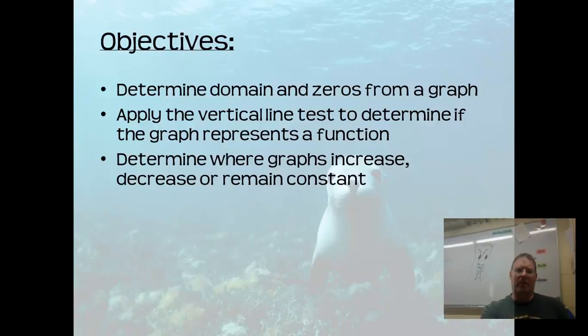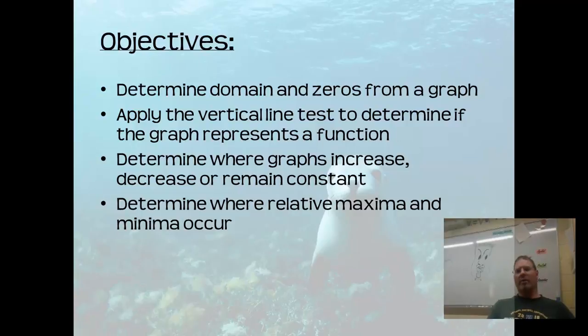Alright, now in the last three videos of this particular section, we learned how to find the domain, range, and zeros from a graph. We learned how to apply the vertical line test to see whether or not a graph is a function. And we learned how to find the intervals where a graph is either increasing or decreasing. Okay, the next section is determining where relative maxima and minima occur on a graph. And it's about as easy as the other things that we've been doing.